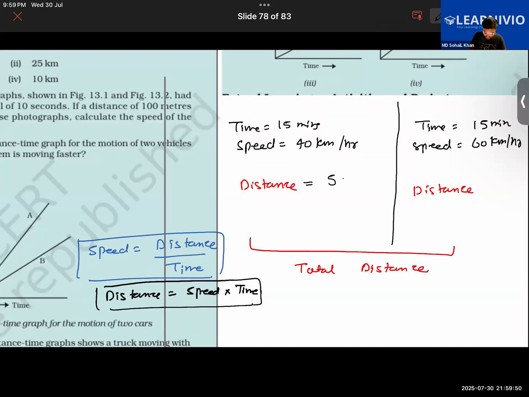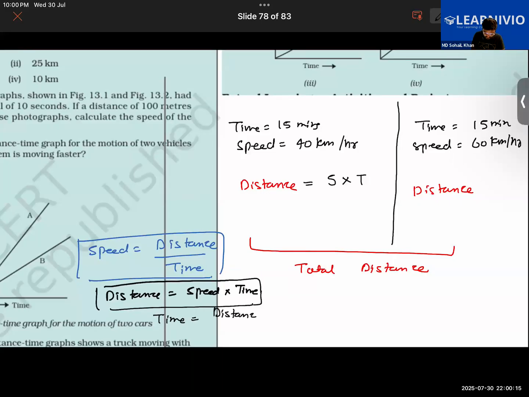As you know, the formula to calculate distance is equal to speed multiplied by time. Your voice is stuck, Ibrahim. Sir, what is the formula of time? For time, it's simply going to be distance divided by speed.